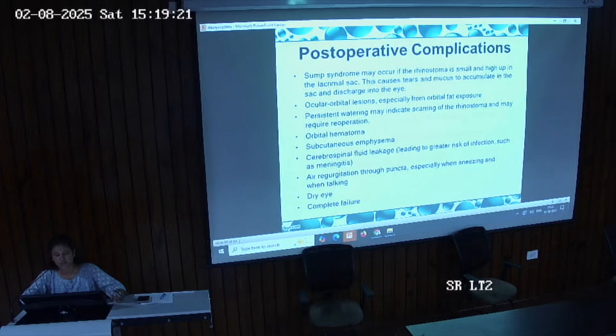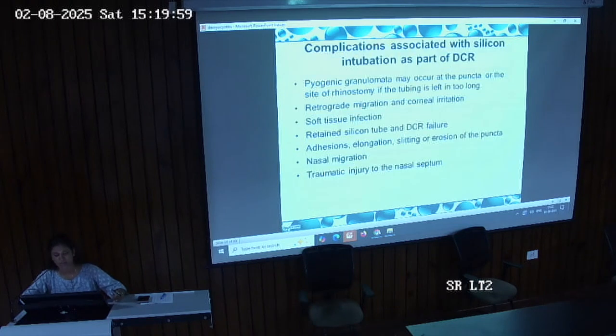Postoperative complications include SUMP syndrome, which may occur if the rhinostoma, that is the opening from the sac to the nasal mucosa, is small and very high up in the lacrimal sac, which causes tears and mucus to accumulate in the sac and discharge into the eye. Other complications include ocular orbital lesions like orbital fat exposure. Persistent watering after the DCR surgery may indicate scarring of the rhinostoma, which requires reoperation. Others are orbital hematoma, subcutaneous emphysema, CSF leak, air regurgitation, dry eye, or failure of the DCR surgery.